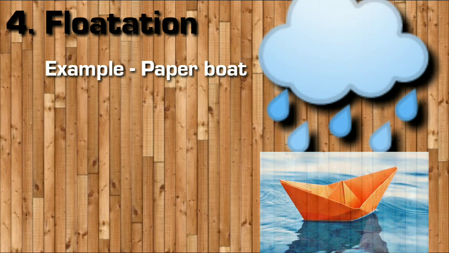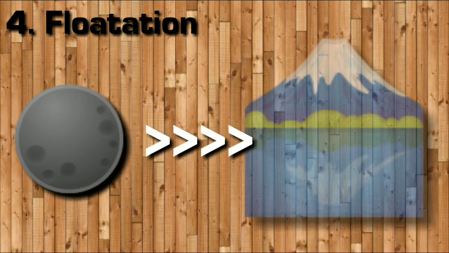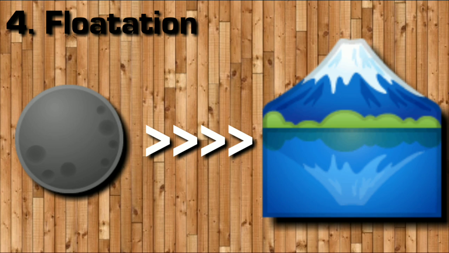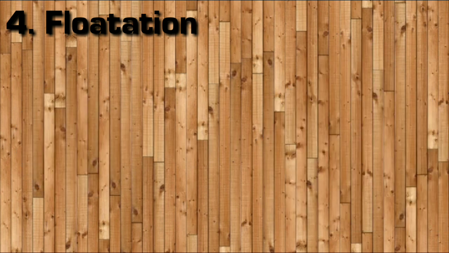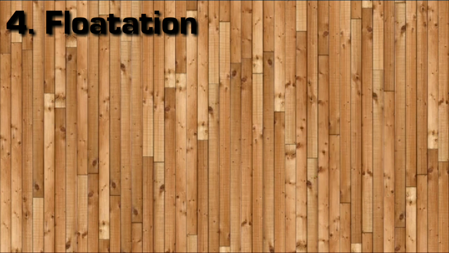For example, in the rainy season, we place a paper boat that floats on water. It is an example of float. For example 2, if we throw a stone into a pond, it sinks at the bottom of the water. It is an example of sink. Here are some examples of float and sink of material.